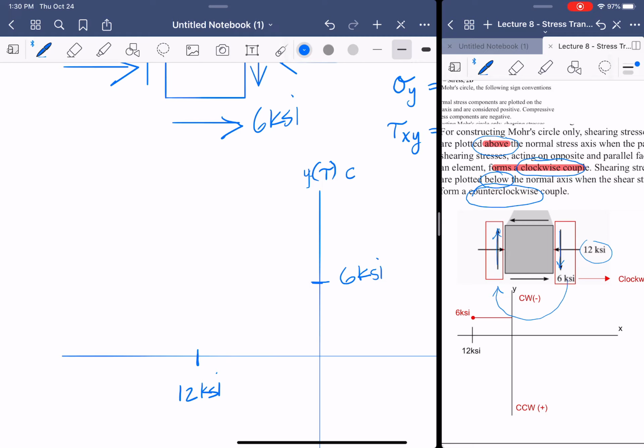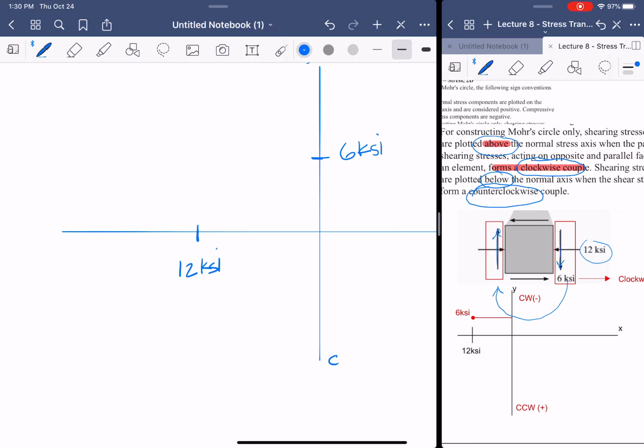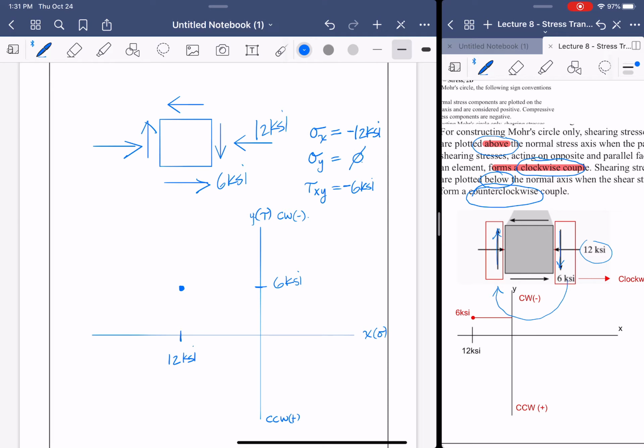So they're saying that clockwise is negative, and counterclockwise is positive. All right, so then we'll just draw that dot right there, and that is representing the stress block that we have up here, down here. Make sense? Okay. So we've plotted one point.